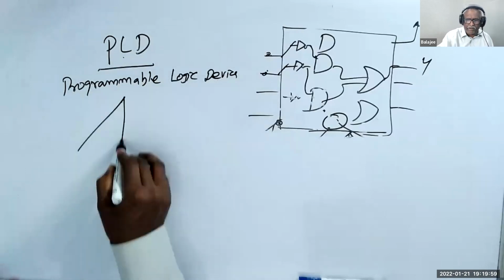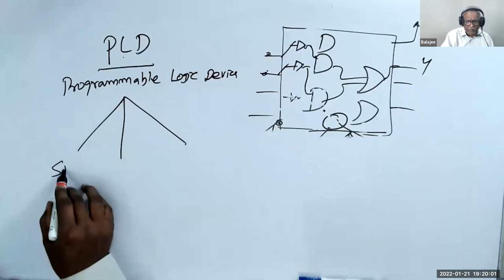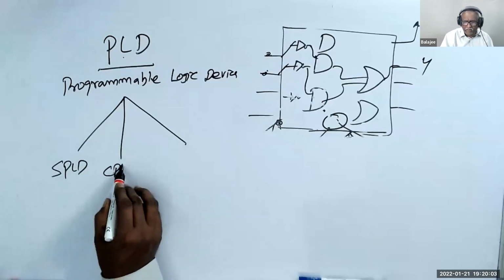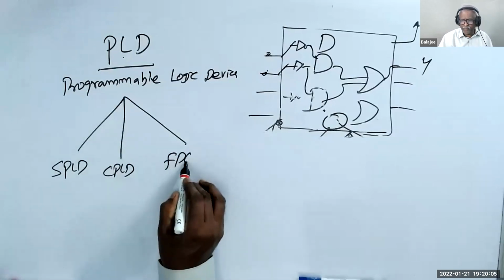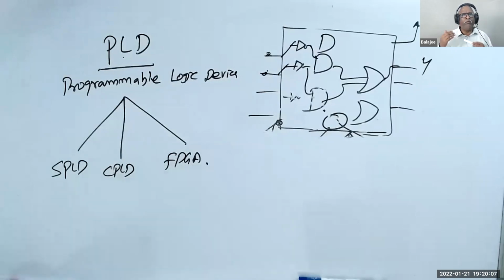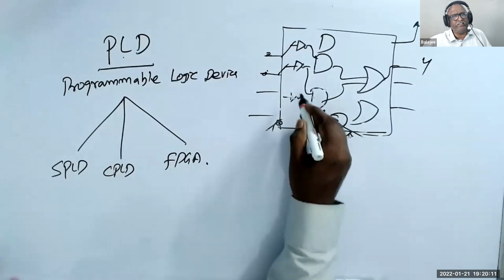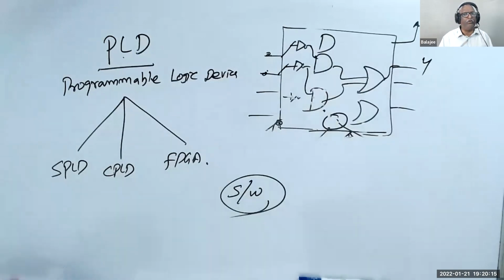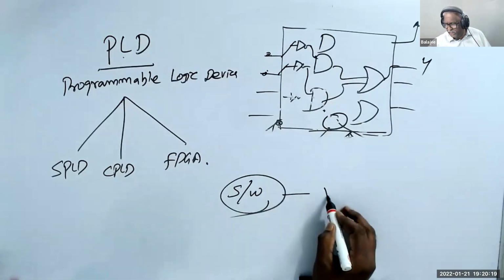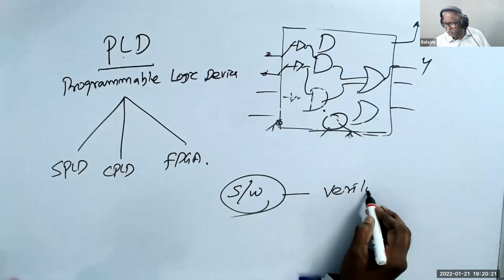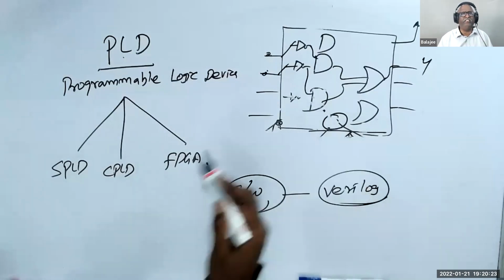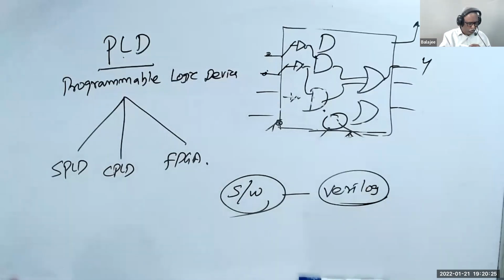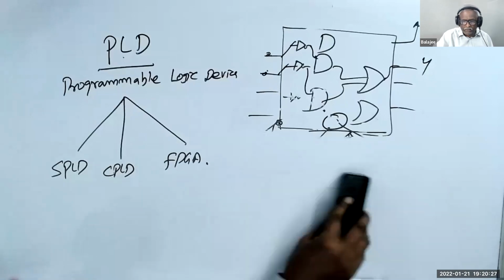This has three major portions: SPLD, CPLD, and FPGA. So what you are doing is, you are drawing a circuit diagram using a software. That software you're using a language called Verilog. That is what the VLSI engineers are doing. So all the three are same.